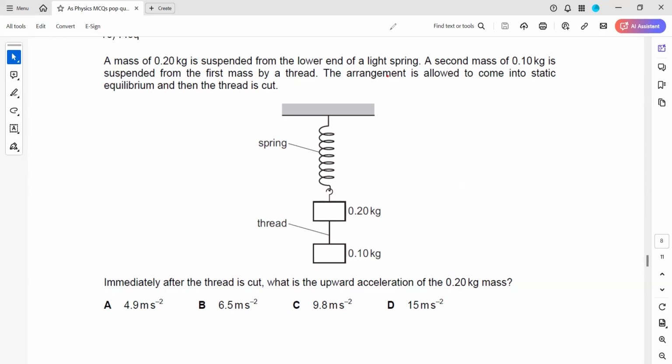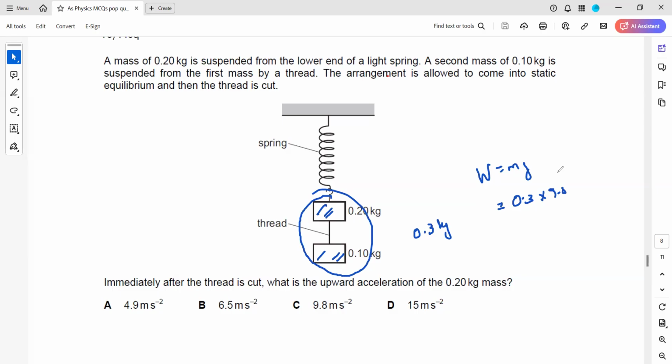First, when it is in equilibrium, if you work out the force, because there is no resultant force acting, what will be the force on the spring initially when it is at rest? The total mass of 0.1 and 0.2, so the total mass is actually 0.3 kg. So what will be the weight of all this? Weight is mass multiplied by gravity. So mass is 0.3 and the gravity is 9.8. So 0.3 multiplied by 9.8. What's the answer for this?